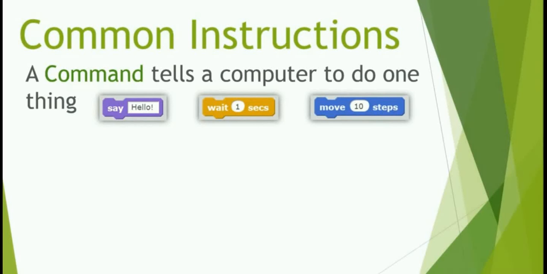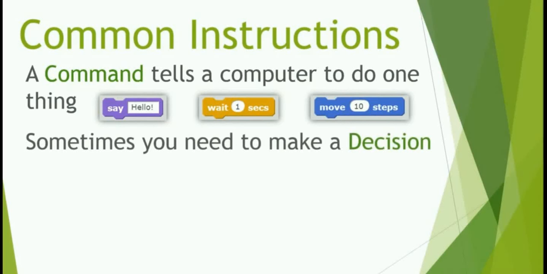The yellow block is a control block because it tells the code to stop and wait for just 1 second or maybe 10 seconds. And the move block is all about motion as well. So we have loads of different colors for each different type of block in Scratch.